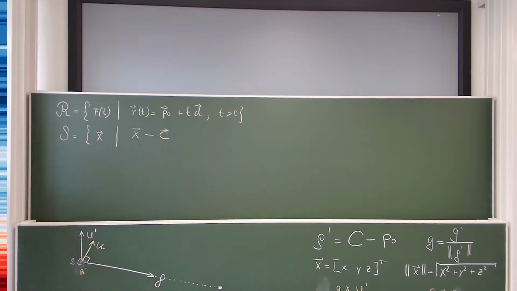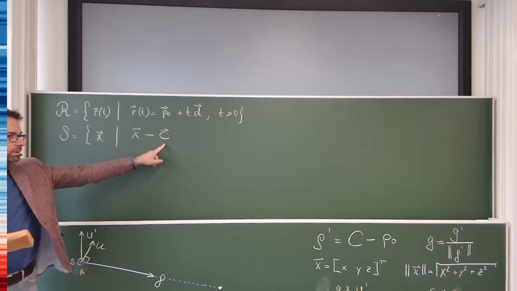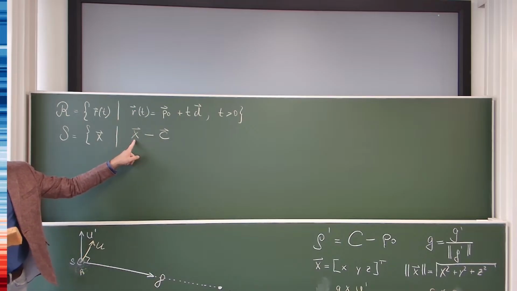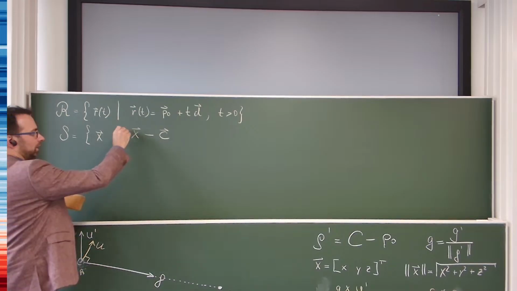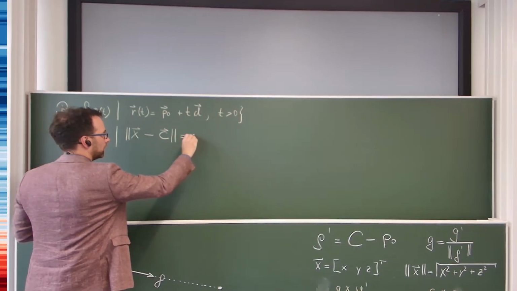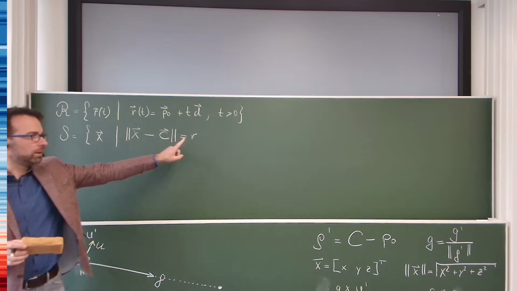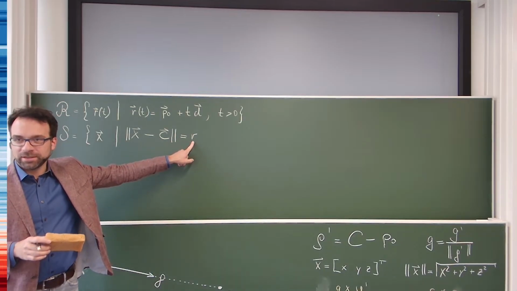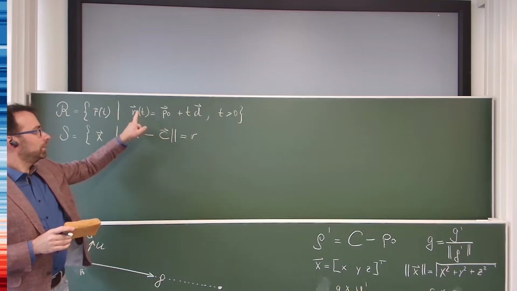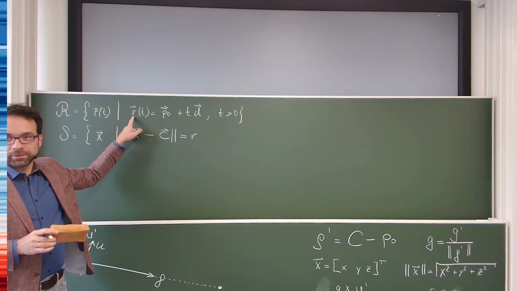I'm looking at the vector from the center to the point on the sphere, and the length of this vector needs to be r, the sphere's radius. Careful, this is a scalar r, and this is a vector r. Okay?